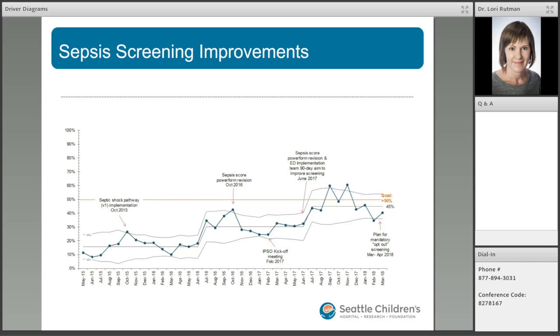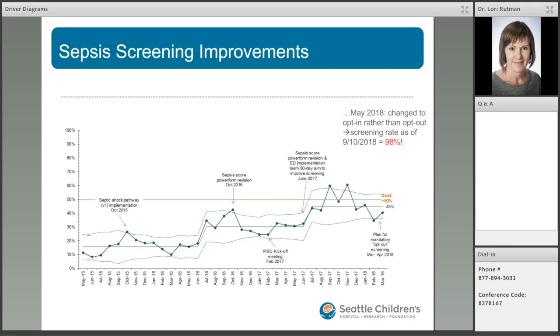This got us for a couple of months above our goal of 50%, but still we found that after we had that initial bump in screening, we were not really sustaining our gains. And again, we were starting, though this wasn't yet meeting special cause variation, we were starting to drop off again, and screening was not consistently being done greater than 50% of the time.